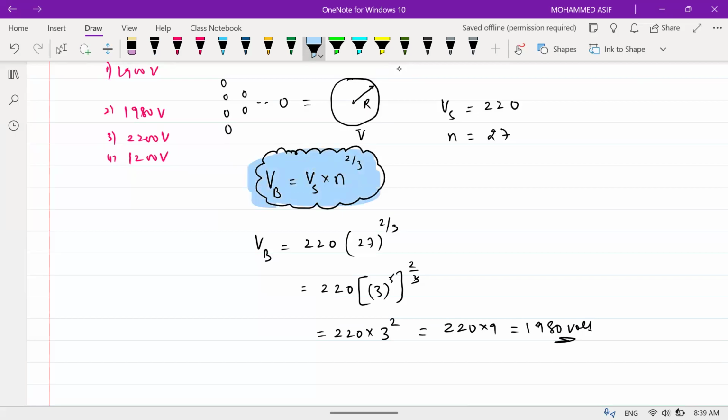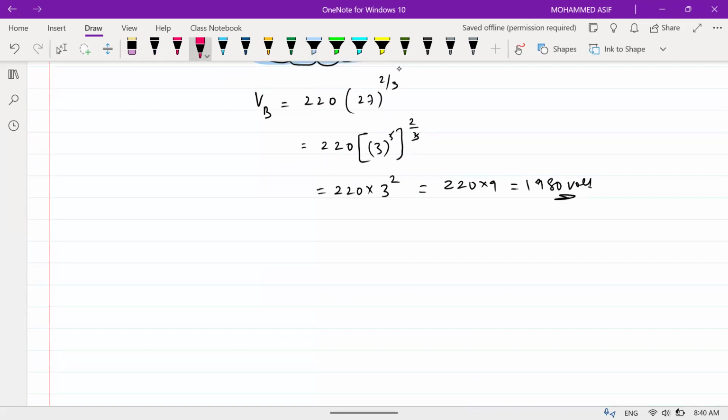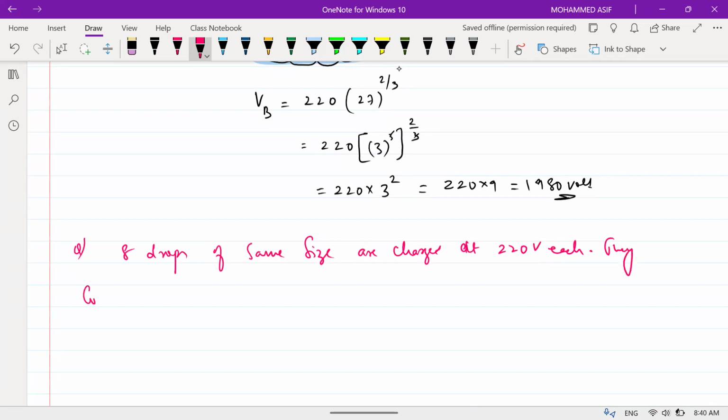So this is the formula. Okay now, tell me this question orally. 8 drops of the same size are charged at 220 volt each. Okay, they combine to form a bigger drop. They combine to form a bigger drop. Now calculate the potential of the bigger drop.